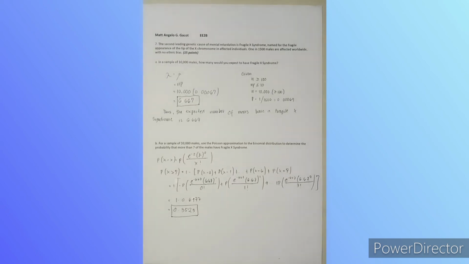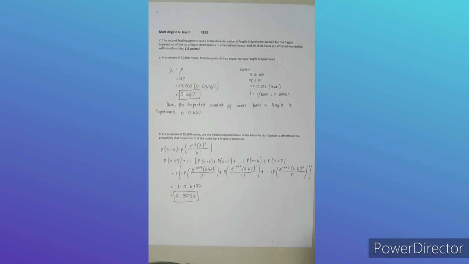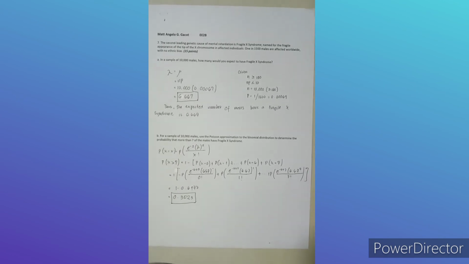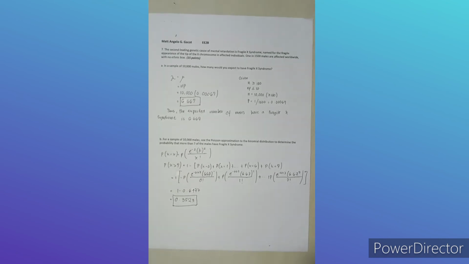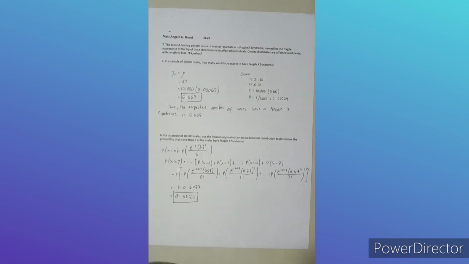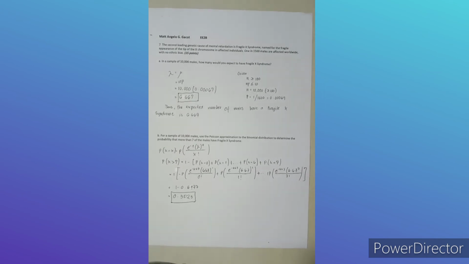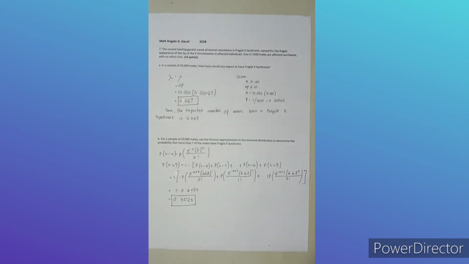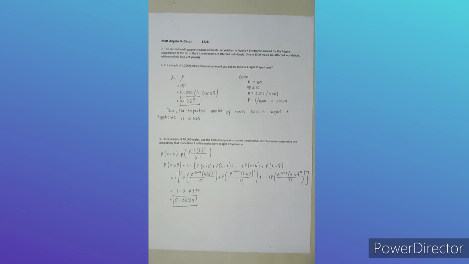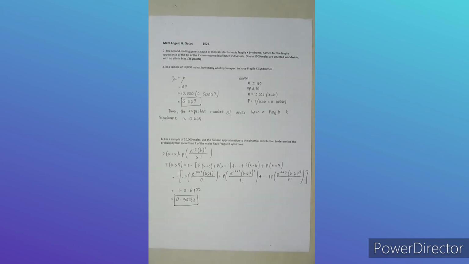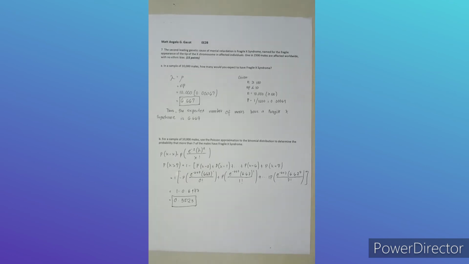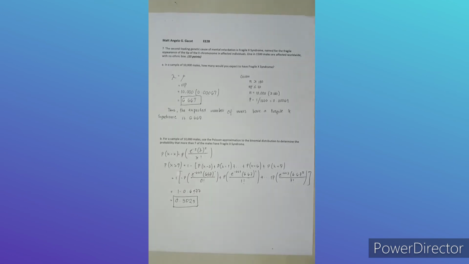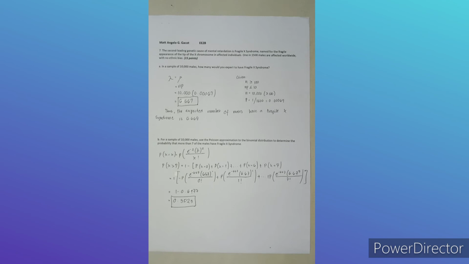And last, for the number 7, the second leading genetic cause of mental retardation is Fragile X syndrome, named for the fragile appearance of the tip of the X chromosome in affected individuals. 1 in 1,500 males are affected worldwide, with no ethnic bias. So, A, in a sample of 10,000 males, how many would you expect to have Fragile X syndrome?